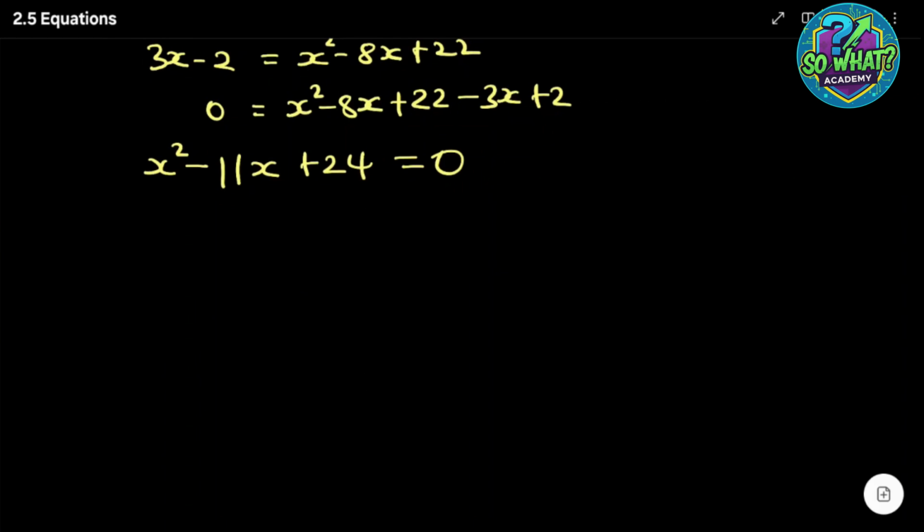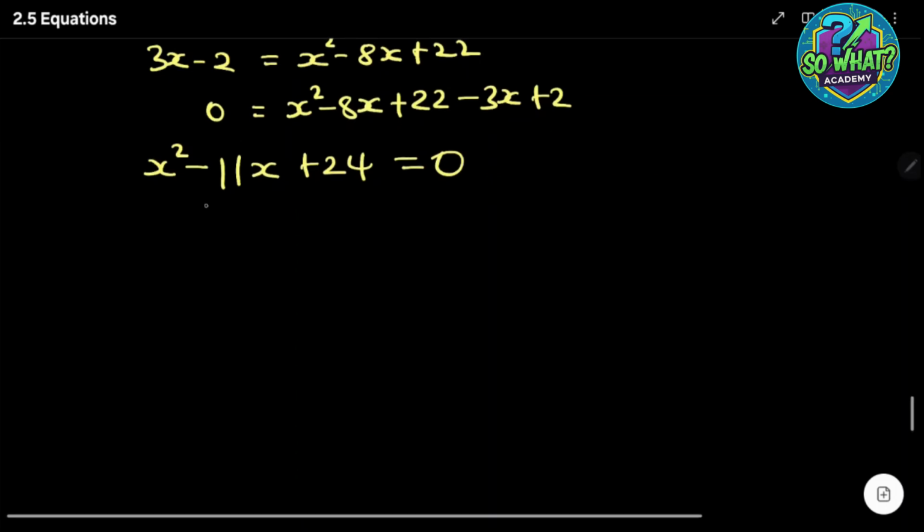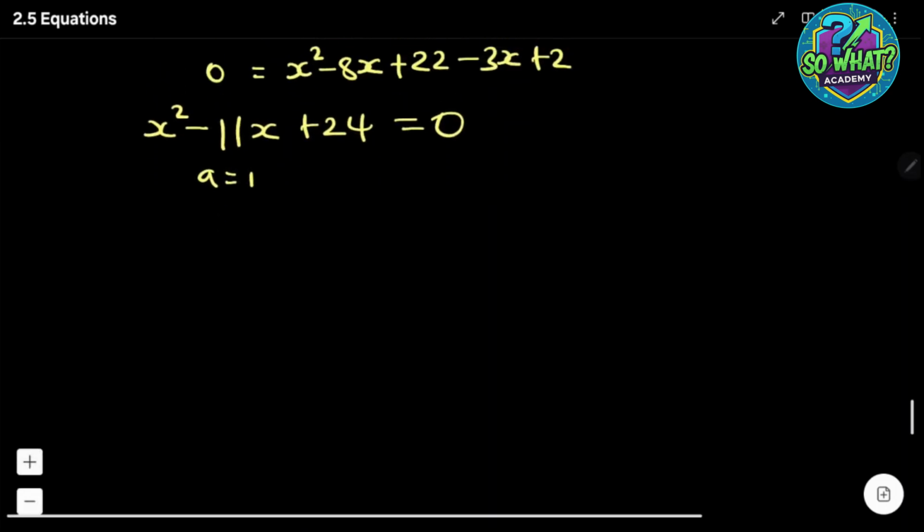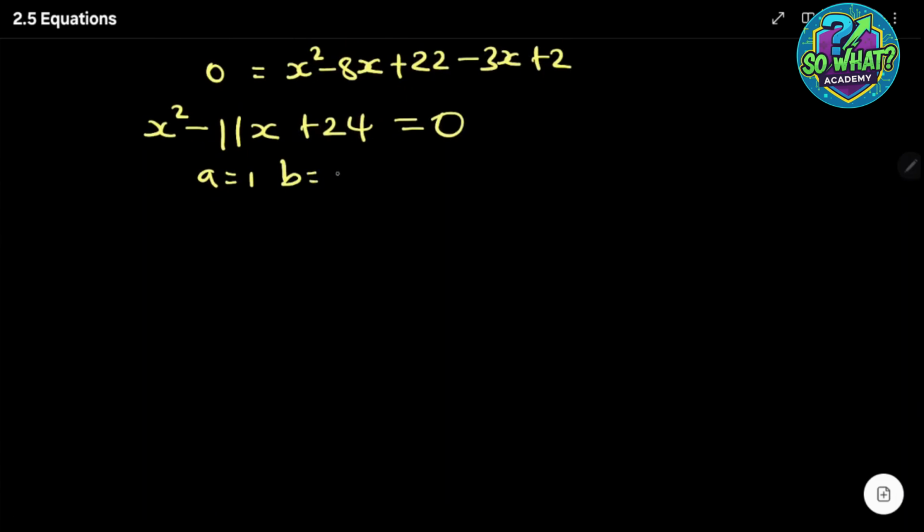You can use the sum and product. Now I'm going to use sum and product, but in a very quick way. I'm not going to do those things of what is A, what is B, what is C, and all that. I assume now we are together. You can easily know that A is 1, B is negative 11, and C is 24. So we are choosing two numbers.